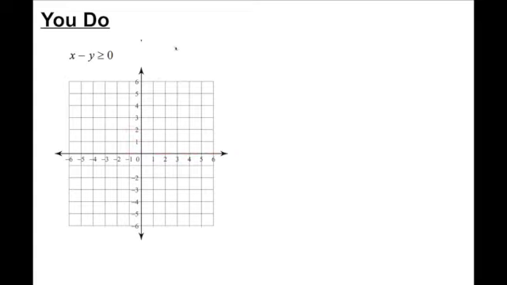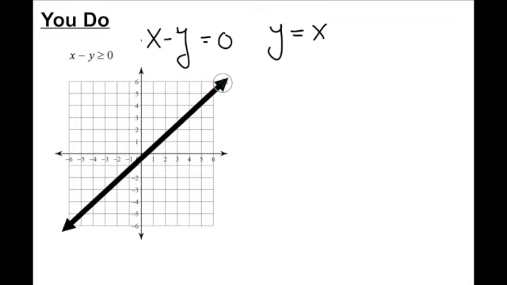Okay, so what we're going to do is first write our boundary line. We're going to convert to slope-intercept form, and that turns out to actually be y equals x. And y equals x has a slope of 1 and an intercept of 0.